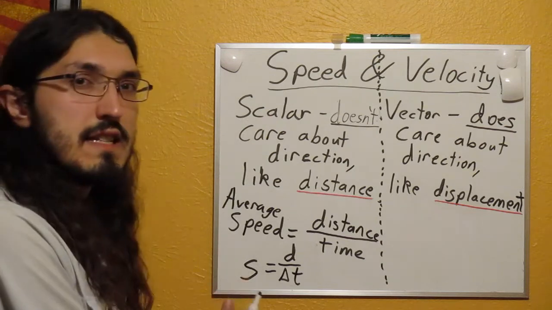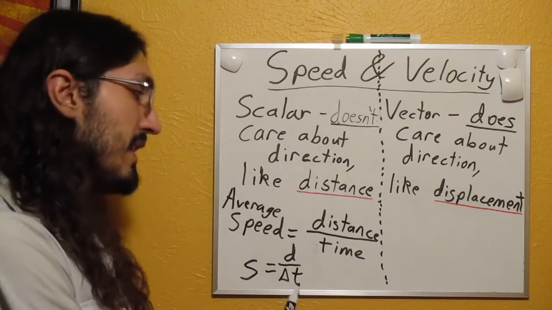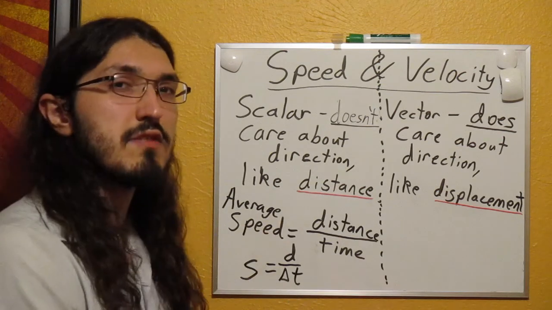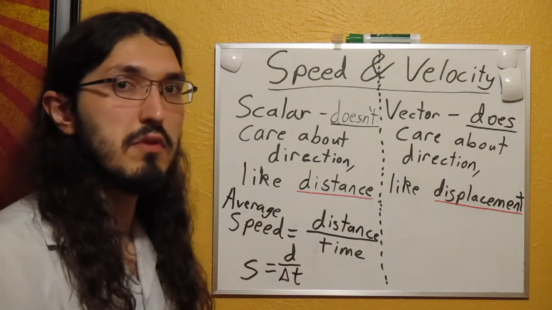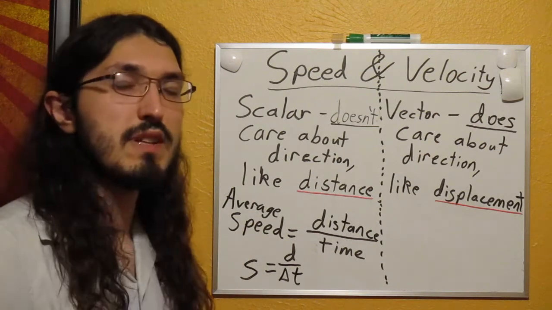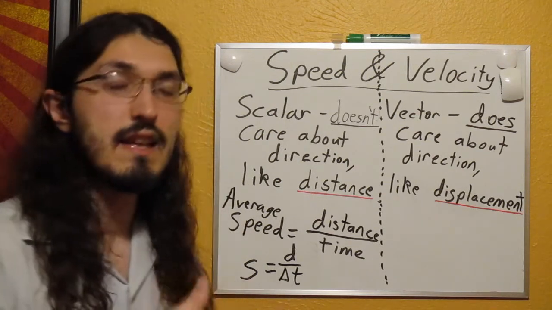The S here just stands for speed. The D stands for the total distance traveled. And on the bottom here, I have a little triangle, and that symbol is called a delta. And all this represents is that whatever variable comes after it is changing. So I have delta t, because over the course of something's motion, time changes constantly as that thing moves.